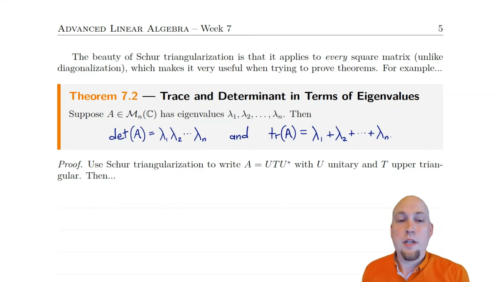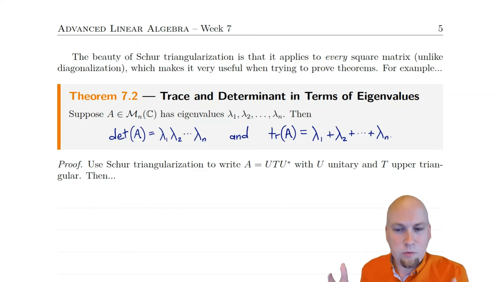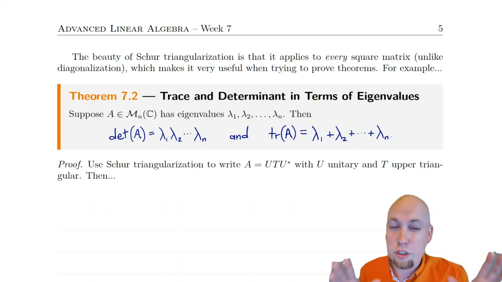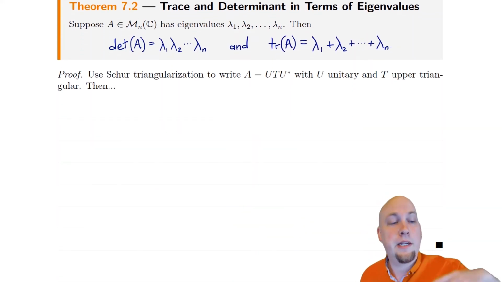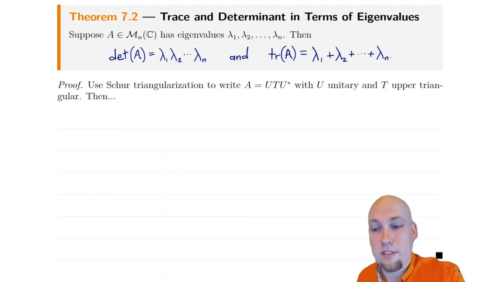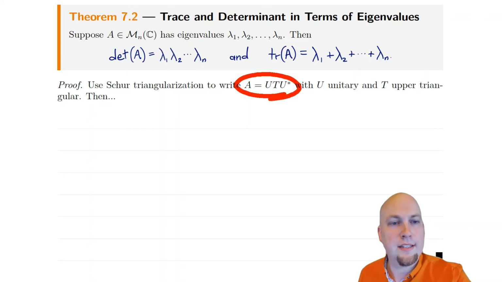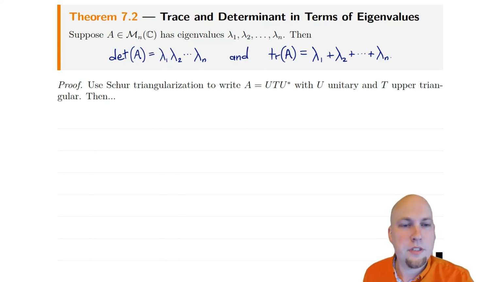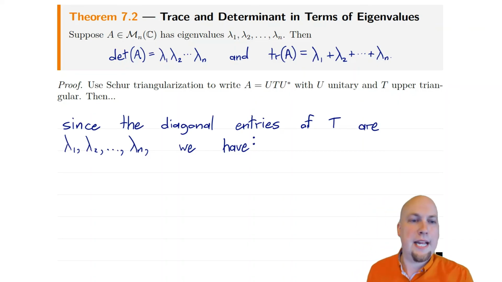You can prove this directly from the definitions, but you have to do some ugly mucking around with characteristic polynomials and coefficients of characteristic polynomials. Using Schur triangularization is a lot easier. So let's see how we can prove this theorem really quickly and easily now that we know about Schur triangularizations. Our first step is to take this matrix and Schur triangularize it. Let's write it as U T U star, where U is unitary and T is upper triangular. And let's just see what happens.